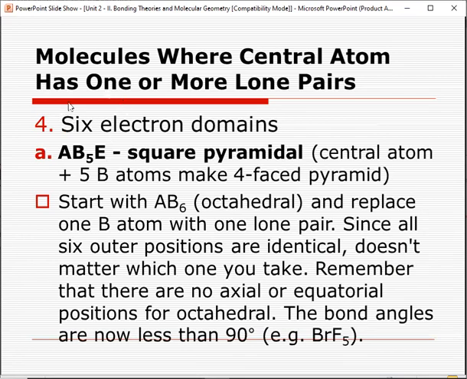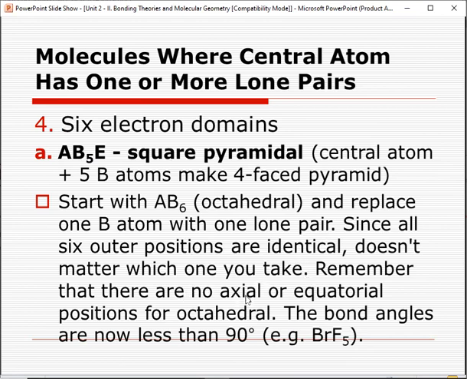Okay, for the 6 electron domains. So first is AB5E, meaning naa ay 5 ka outer atoms and isa ka lone pair. So ang geometry niya is square pyramidal. Central atom plus 5 B atoms make four-faced pyramid. So start with AB6 or the octahedral and replace one B atom with one lone pair. Since all 6 outer positions are identical, it doesn't matter which one you take.